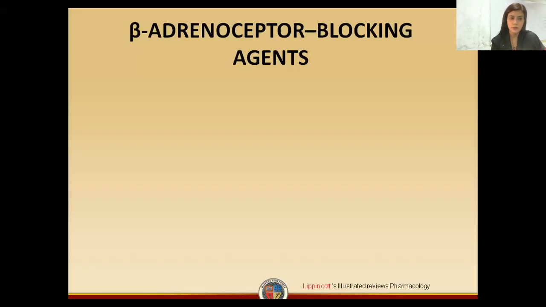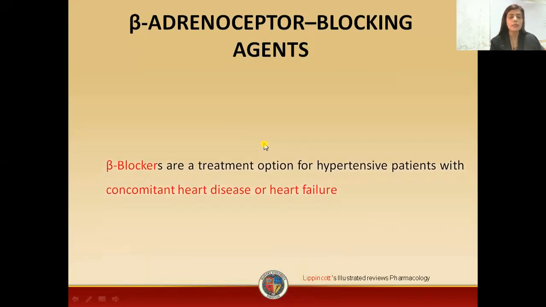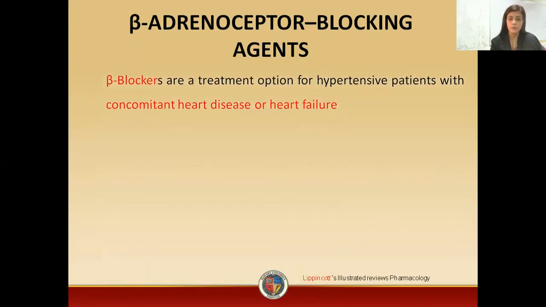Students, in this lecture, we will discuss the mode of action of beta blockers regarding their antihypertensive action. We have already discussed these beta blockers when we were studying the autonomic nervous system. Basically, these beta blockers are used in the treatment of hypertension, especially if the patient is also suffering from another disease, that is, he has any concomitant heart disease, for example, if he has heart failure. So what are the actions of the beta blockers?